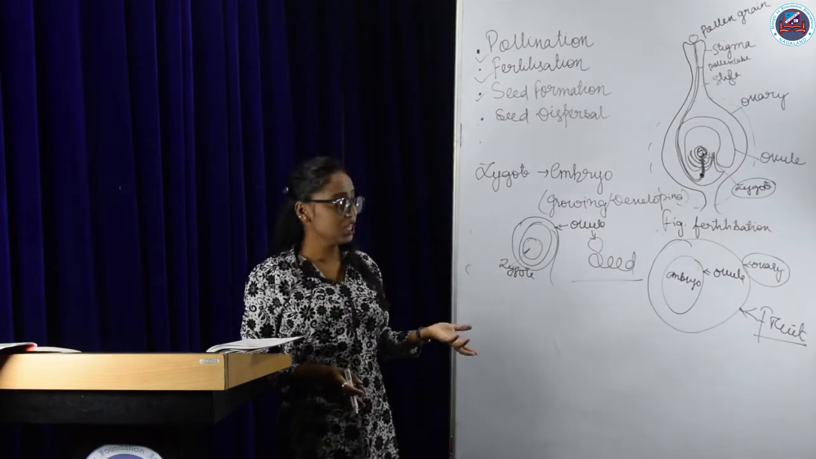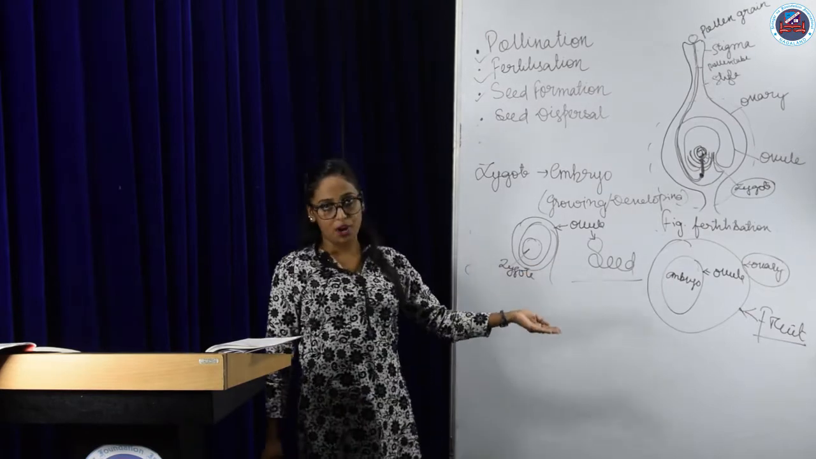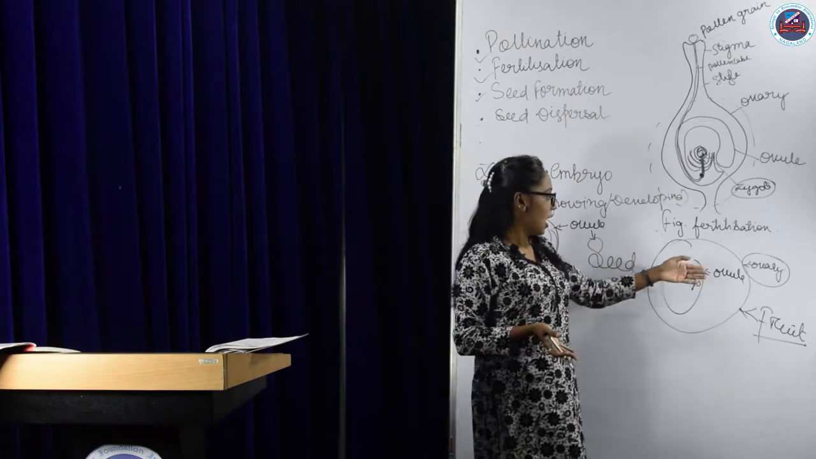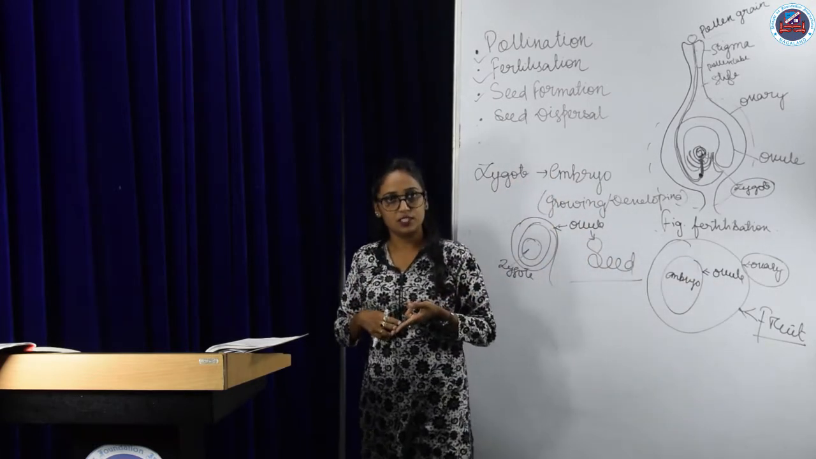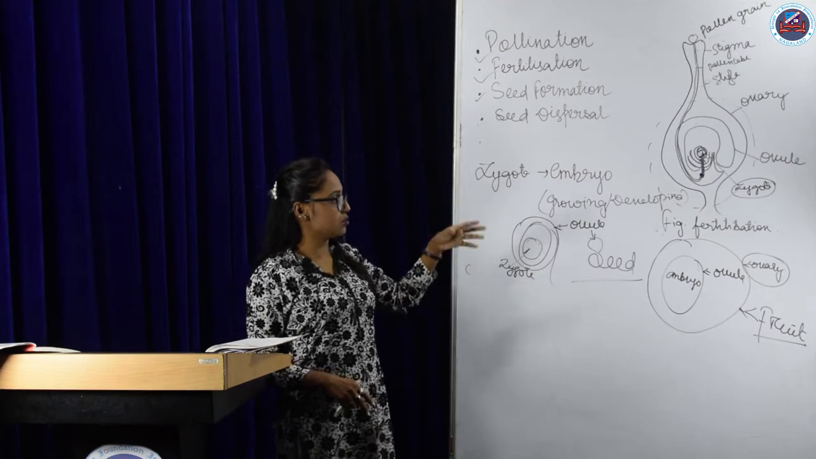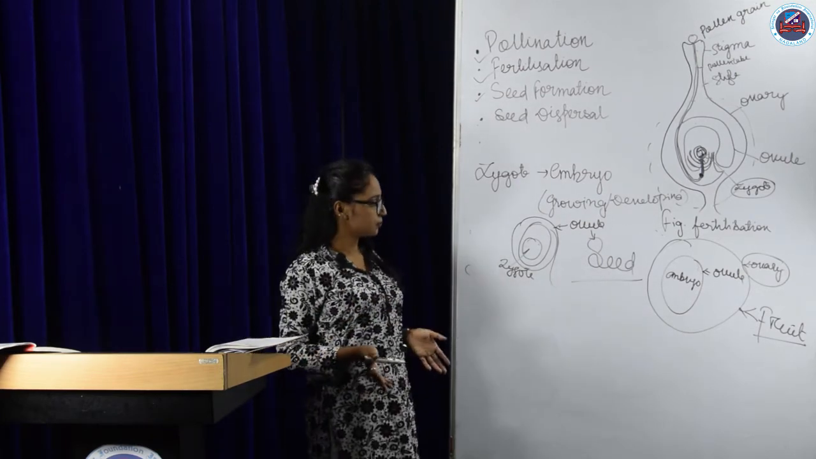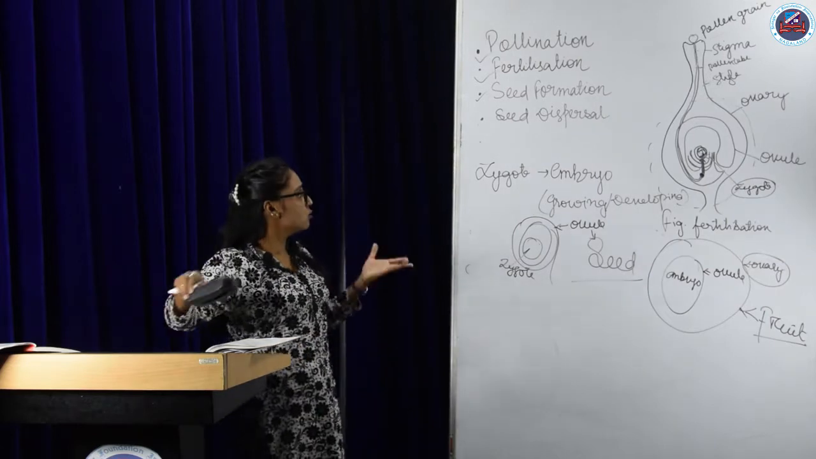After fertilization, they form a new cell, which is the embryo, and then the ovary changes itself into the fruit, and the ovule gets converted into the seed. So, here we get the fruit as well as the seed. So, fruit is a seed-bearing structure in a flowering plant. Lastly, we will also learn about seed dispersal.